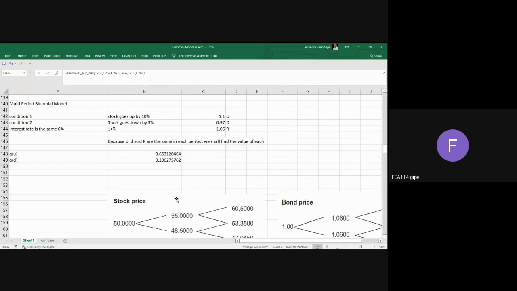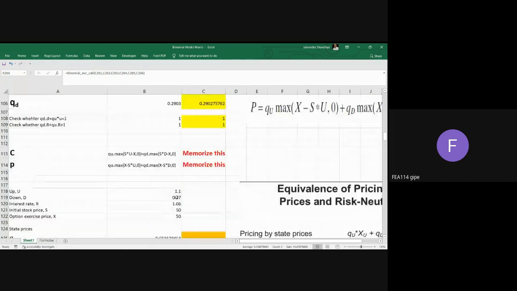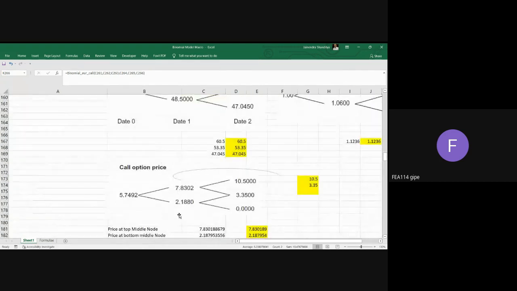So remember, this is 7.8302 and this is 2.188. But still the call price coming is 5.74. If I have the option to exercise it here, I will anyway get 7.8. So why wait for this?